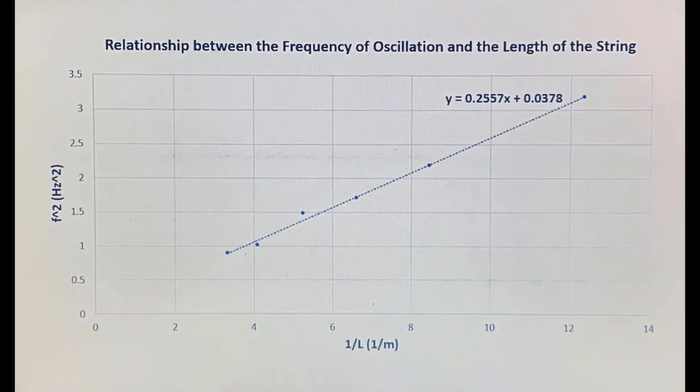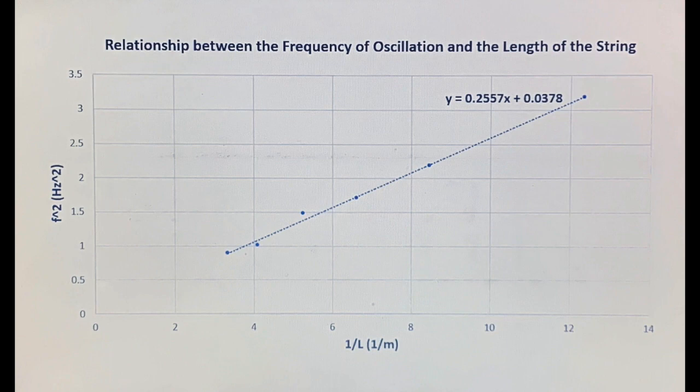The frequency of oscillation compared to the length of the string shows a linear correlation. This is expected because a pendulum with a longer string has a lower frequency, meaning it swings back and forth less times in a given amount of time than a pendulum with a shorter string length would.